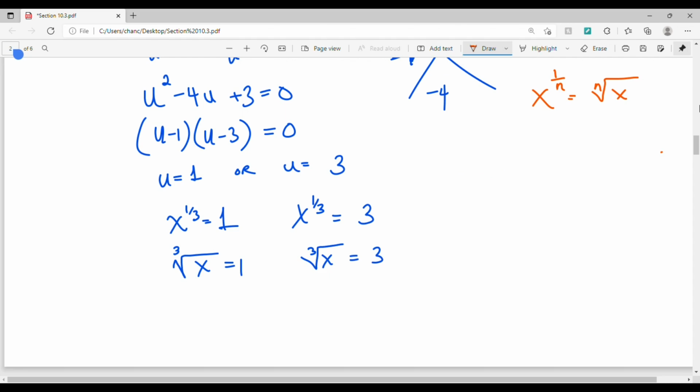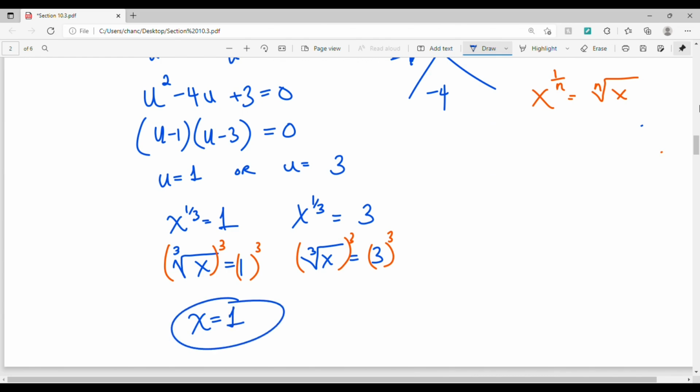And if you remember, to get rid of the cube root, you use the opposite. You raise it to the exponent. So let's raise both sides to a power of 3. This simplifies as x equals 1 cubed. That gives me 1. So that's our first solution. And for the second solution, we have 3 cubed, which gives us 27.